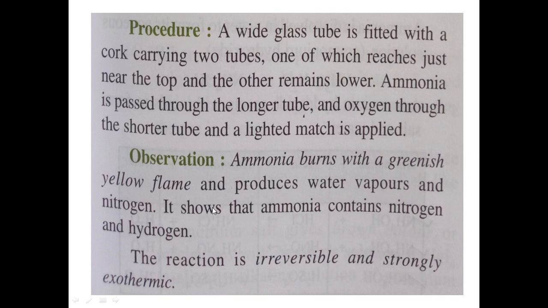It shows that ammonia contains nitrogen and hydrogen. The reaction is irreversible and strongly exothermic. So this reaction can be done to prove that ammonia gas contains nitrogen as well as hydrogen. Why hydrogen? Because hydrogen combines with oxygen to give water, and nitrogen gas is coming out. That means ammonia gas contains nitrogen and hydrogen.